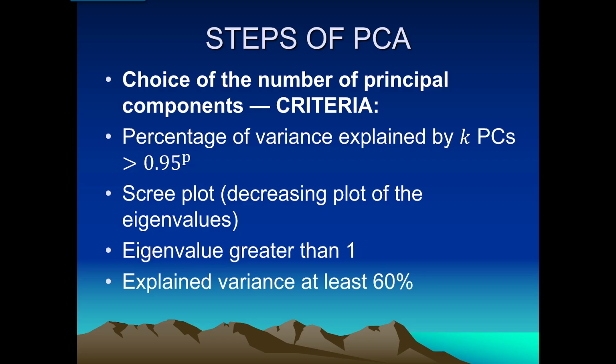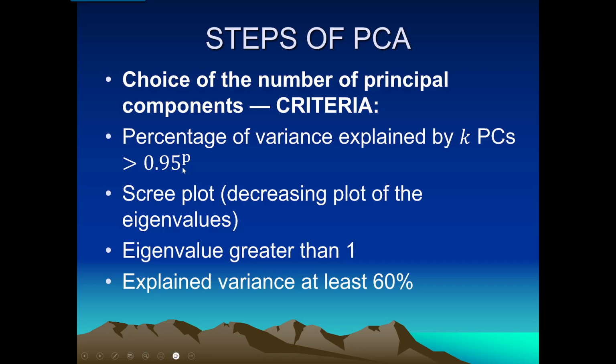How many components? Because you start from P and then you end up with K, K much smaller than P. How many components to retain? There are several criteria. One criterion is that you have to explain at least 0.95 for each variable. So compute this number, 0.95 to the P. Then you stop when your K principal components explain a total variance which is greater than this number.